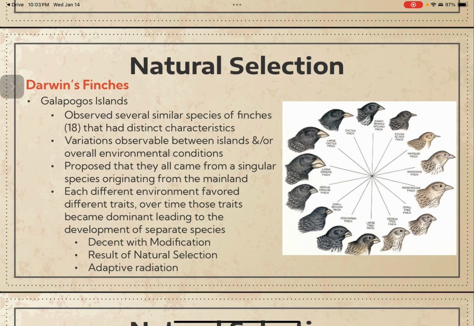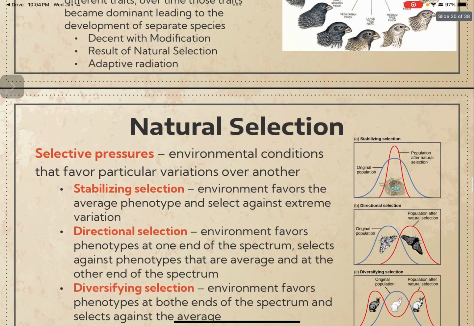Darwin's finches are one of the best examples of natural selection. So he observed that there were similar species of finches, 18 to be specific, but they had distinct characteristics on the Galapagos Islands. And these variations were observable between islands and overall environmental conditions. So Darwin proposed that they may have all come from a singular species that originated from the mainland and then migrated to the islands. And then each different environment, aka the different islands, had different traits that they favored. So over time, those traits became the dominant ones, leading to the development of the separate species. So this leads into the descent with modification, result of natural selection, and adaptive radiation.